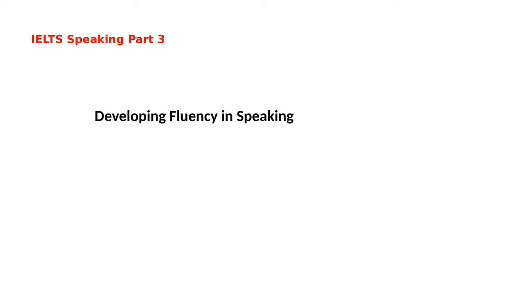4. Read aloud. Reading English text aloud can improve your pronunciation and help you become more comfortable with speaking. 5. Record yourself. Recording and listening to yourself can help identify areas for improvement. Pay attention to your pronunciation, intonation, and the natural flow of your speech.